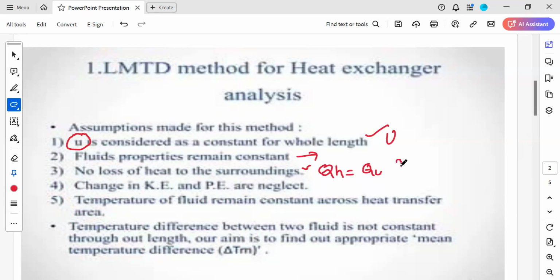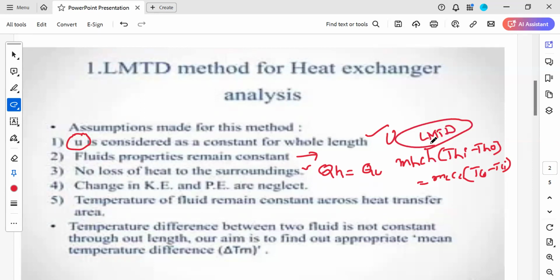That means mH cH (THI minus TH naught) is equal to mC cC (TC naught minus TCI). By using this equation, if you know any three temperatures, we can find the other temperature also. If you know all four temperatures, then only we can apply LMTD analysis. Next, changes in kinetic energy and potential energy are neglected. So there is no change in kinetic energy and potential energy.